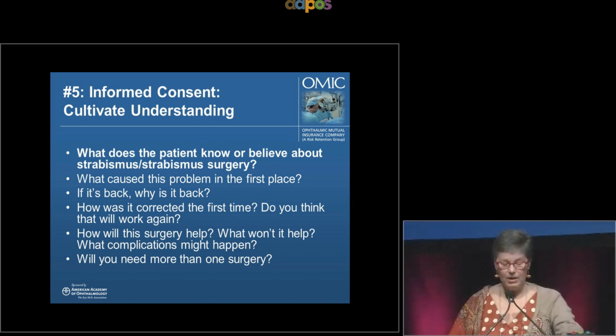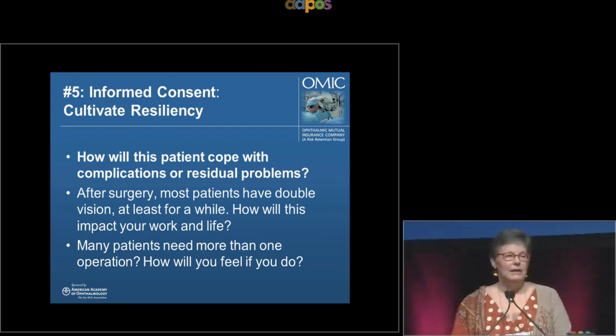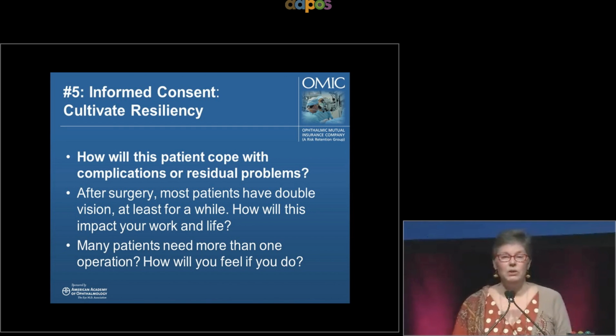How will the surgery help? What won't it help? What complications might happen? And will you need more than one surgery? Really key. Resiliency is something that I think is really important to think about, because some people have it naturally. They have just had really hard lives, and yet they are able, ever-ready bunny, to keep bouncing back. And other people, you look at them and you think, well, gosh, that hangnail, really? So people have different levels, but you can cultivate this.